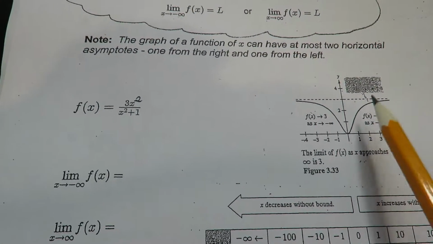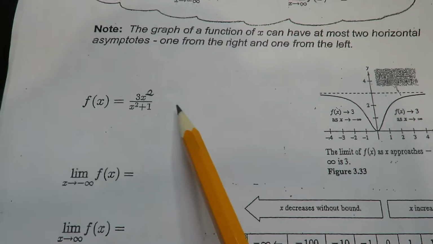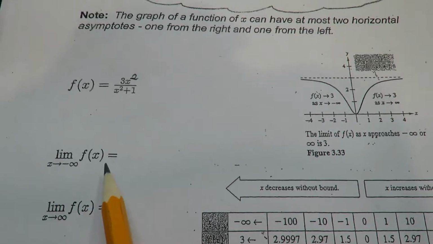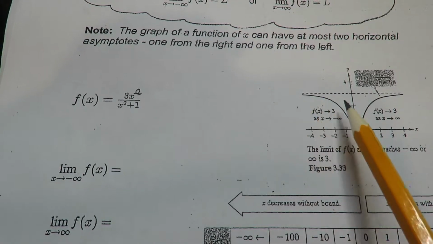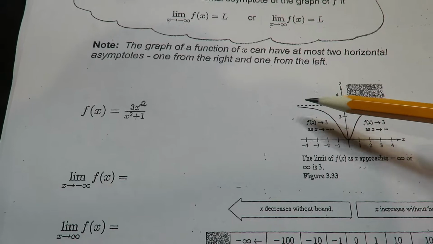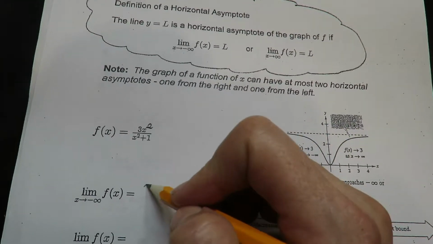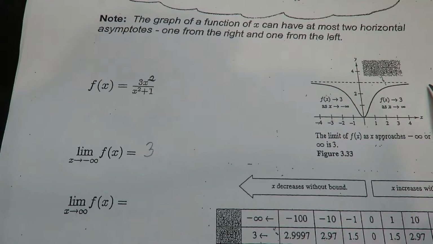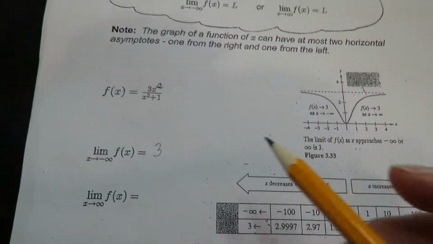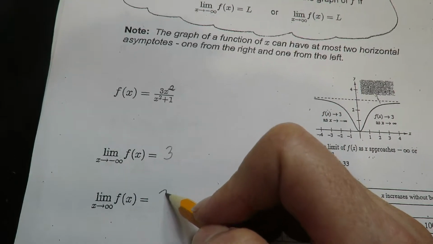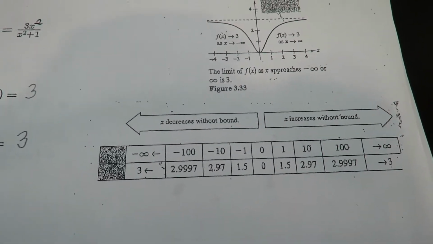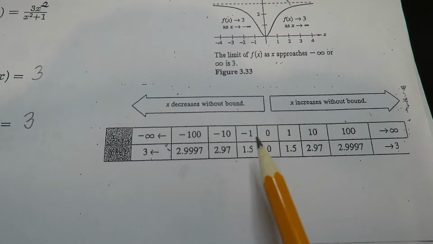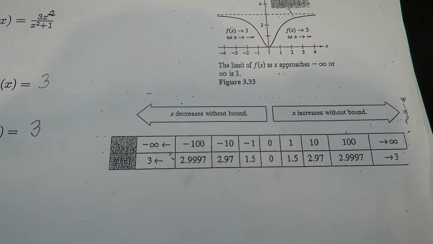Okay, so if we look at this graph here, 3x squared over x squared plus 1, which is pictured over here, we can see as x goes to negative infinity, the graph is going to level off at 3. And as x goes to positive infinity, you can also see on this side the graph levels out to the same value of 3. You can also see that by analyzing a chart. As x goes to negative or positive infinity, both sides are going to 3.